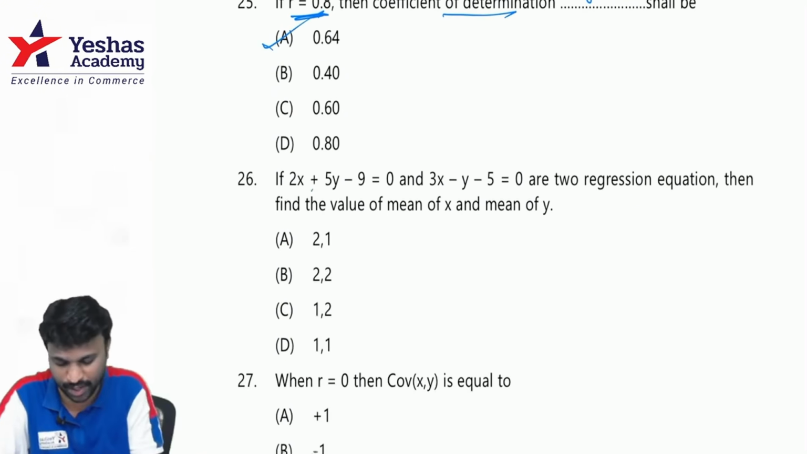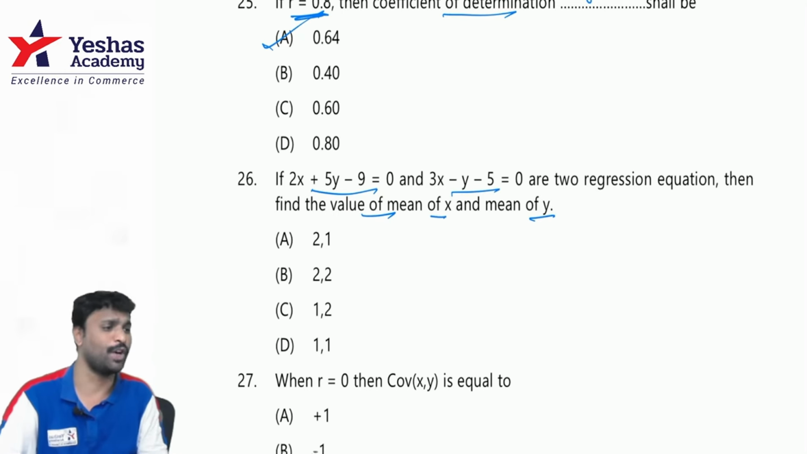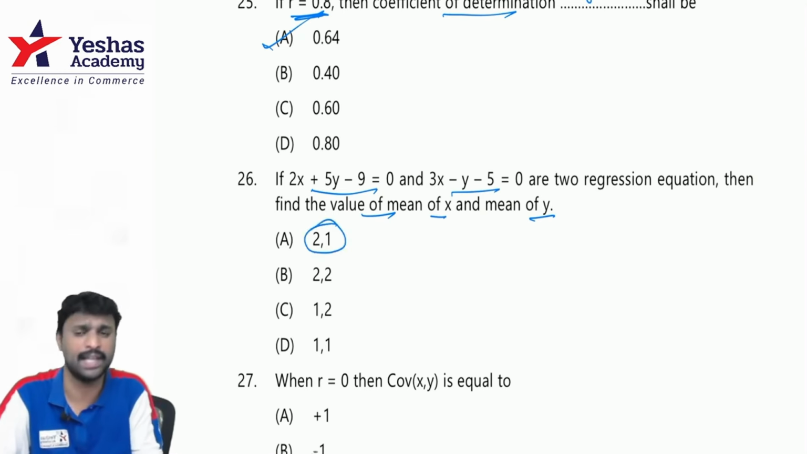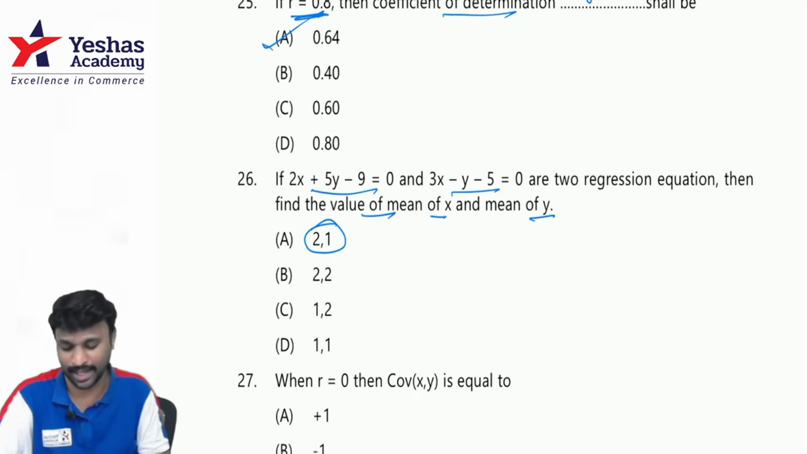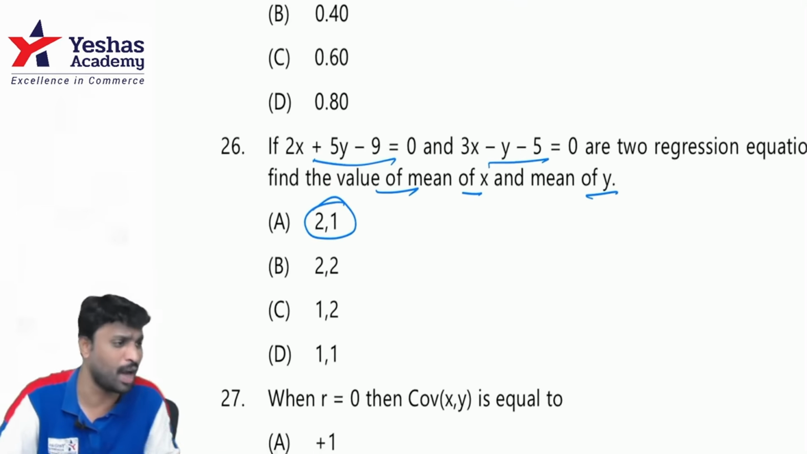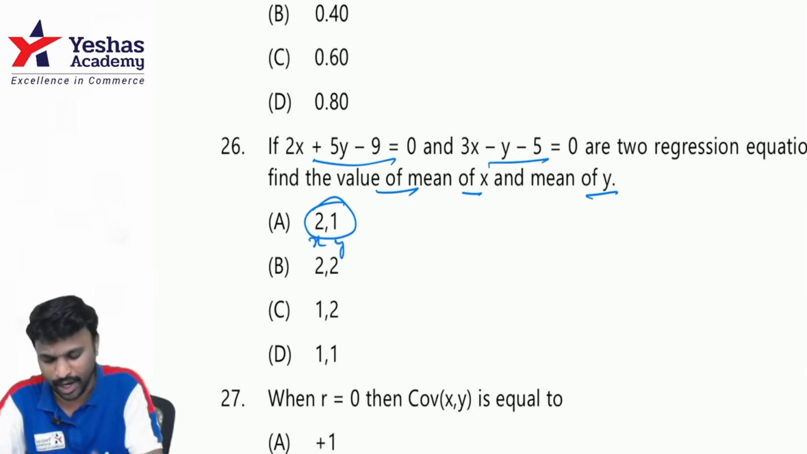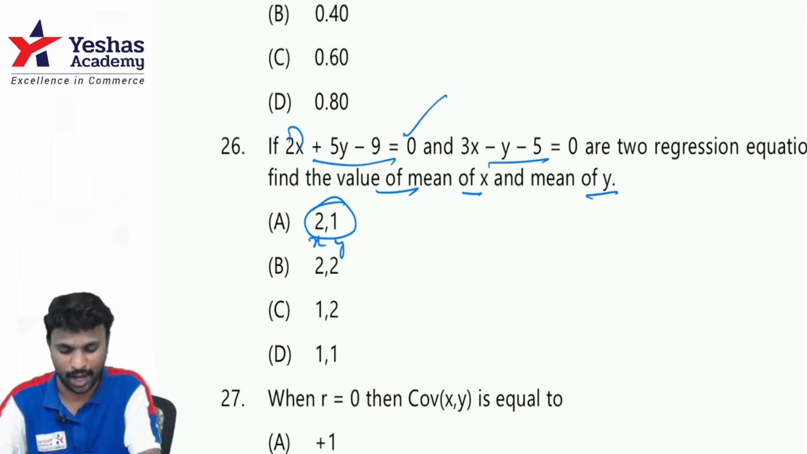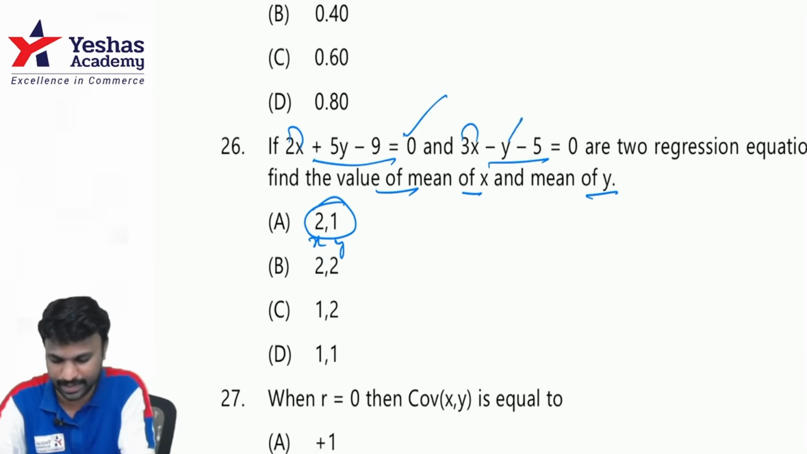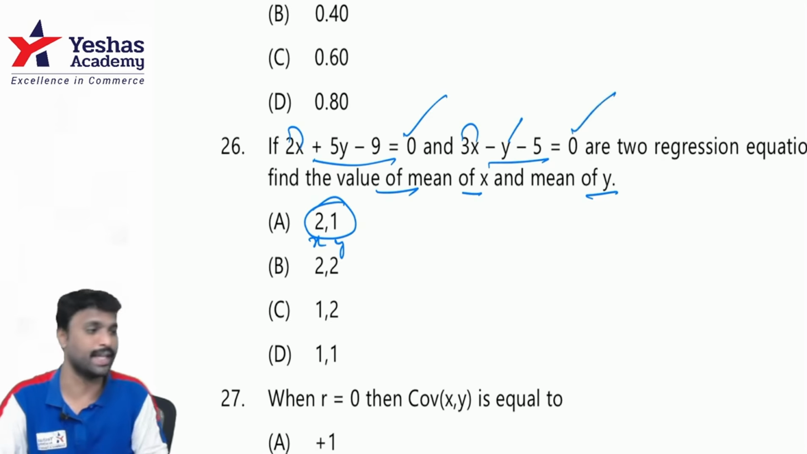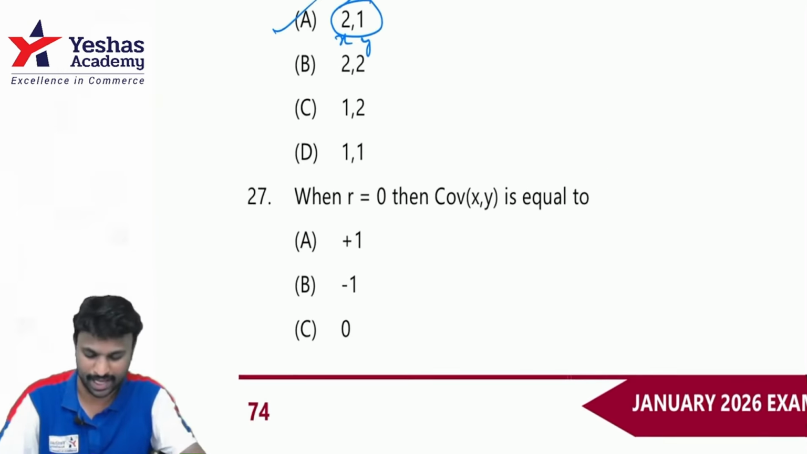Guys, 26th question. 2 regression lines are given and the value of mean of x and mean of y. Mean of x and mean of y is nothing but the solution of these 2 lines. Substitute x and y values, whichever option satisfies the 2 equations, that's the right answer. So x value is 2, y value is 1. 2 2s are 4 plus 5 1s are 5 minus 9. Is it giving us 0? Yes. How about this? 3 into 2 is 6 minus y value is 1 minus 5. Is it giving us 0? Yes. So that means option A is the right answer.